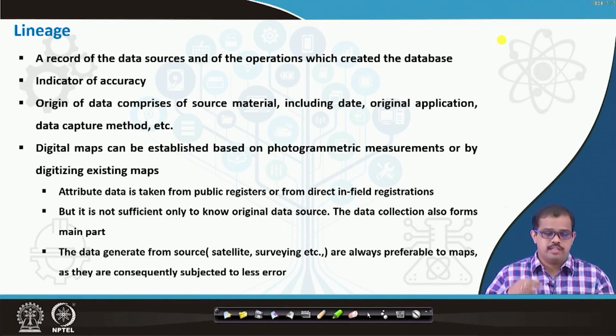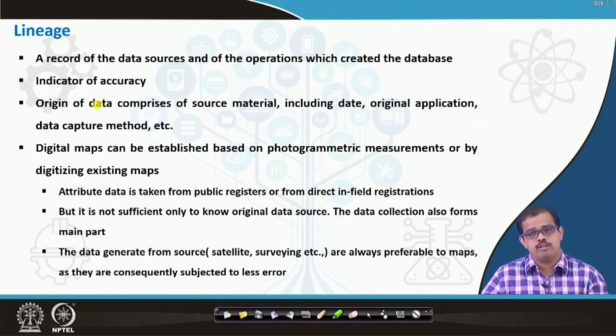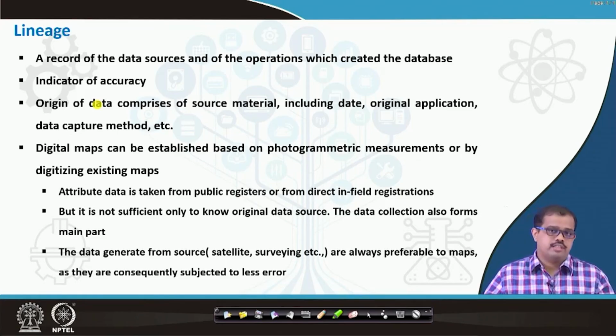This I have already explained in my previous lecture. Digital maps can be established based on photogrammetric measurements or by digitizing the existing maps. So the best method to get accurate values is using the photogrammetric measurements, and if you are not very good with photogrammetric measurements, then look at digitizing existing maps.